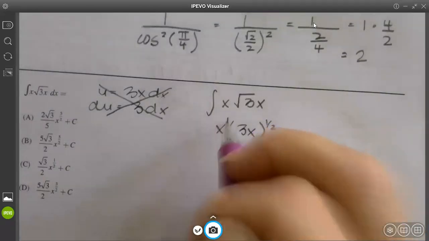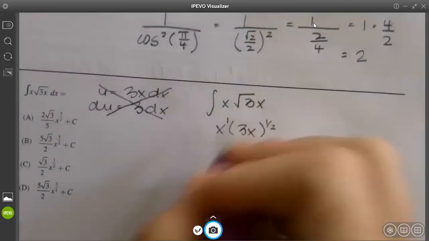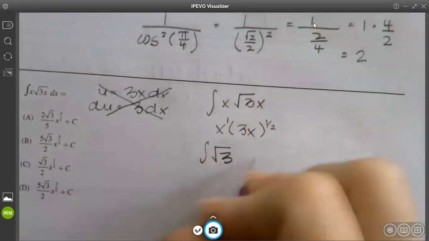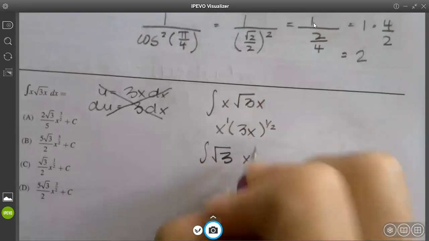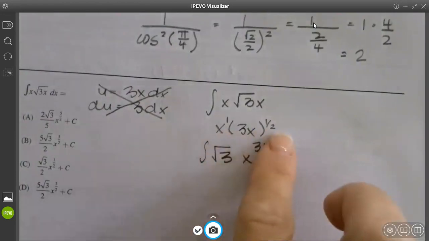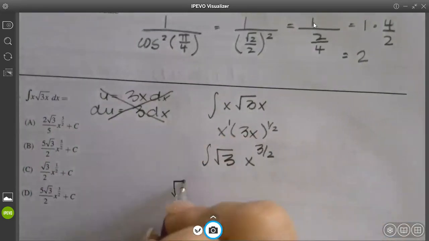Remember, we add our powers. So what is 1 plus 1/2? 3/2. So we're actually taking the integration of the square root of 3 times x to the 3/2. Where did the square root of 3 come from? Because we have 3 to the 1/2, so I pulled that to the side. Before we take the integration, what can I do with that square root of 3? So put it on the outside.